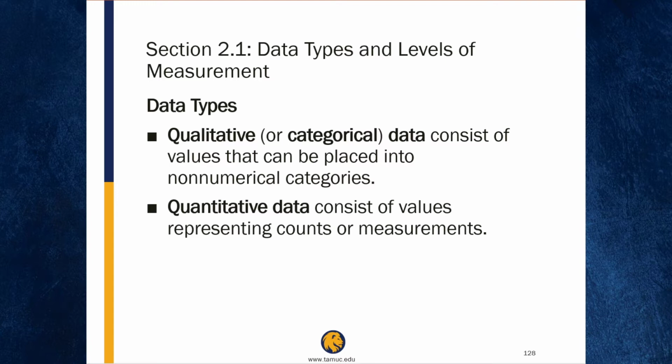And so we'll break down these two data types into what we call qualitative and quantitative. Qualitative, or sometimes called categorical, data consists of values that can be placed into non-numerical categories. Quantitative data consists of values representing counts or measurements.